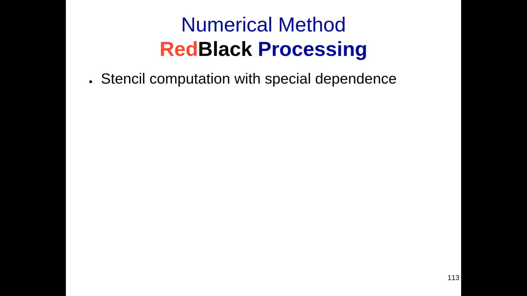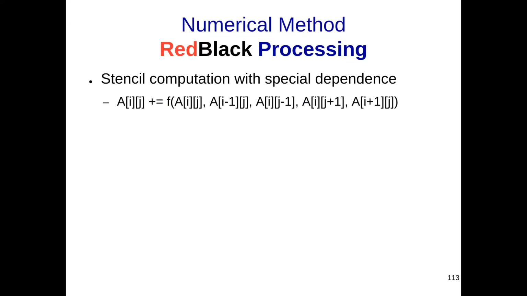And one such stencil computation leads to something called red-black processing. So, a stencil computation with special dependence. Special meaning it does not have any arbitrary dependence, just a few neighbors. So that turns out to be a very specialized form of dependence. In this case, I am just showing it as a of ij in 2D is dependent on some function of a of ij itself. I have given plus equal to, so that a of ij is kind of included. This plus may not be plus; I mean, this plus is overloaded, so you might have some arbitrary function there.